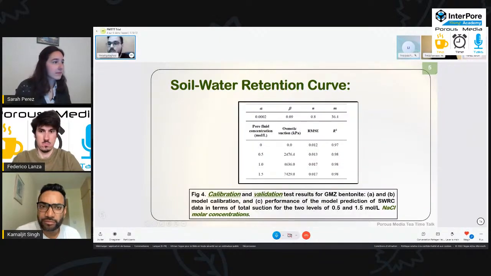At last, it is worth noting that the proposed model only considers the air entry suction variation with salt concentration, and we are working on the model to develop and improve its capability further.